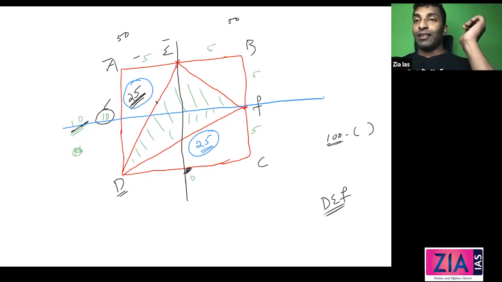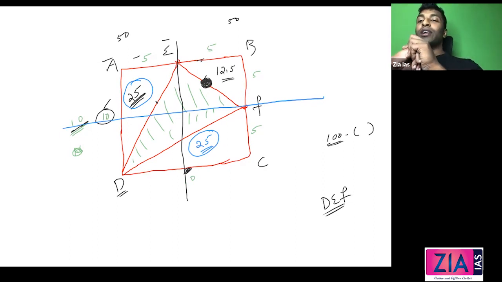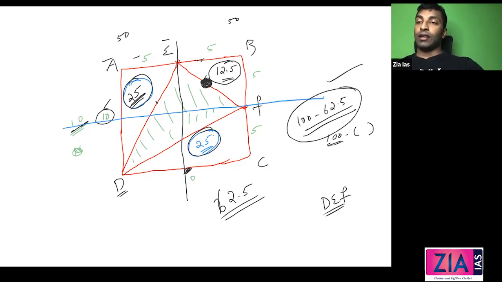Now take this square. It's a small square, and this line is a diagonal of the square. So what will this area be? 12.5. So what did I get now? I got this triangle as 25, this triangle as 25, this triangle as 12.5. So I have to exclude how much? 62.5. That is the outer area. So 100 minus 62.5 is my answer. 37.5 is your answer.